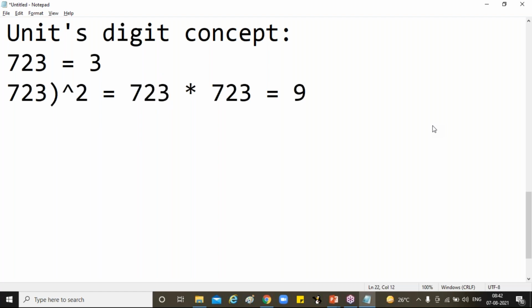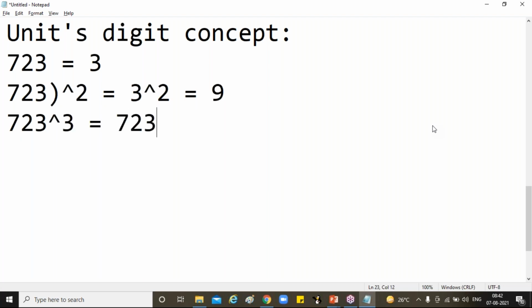Yes. So 3 into 3 is 9. Nothing but 723 into 723 depends on 3 into 3, which is equal to 3 square. 723 whole power 3 is nothing but 723 into 723 into 723.